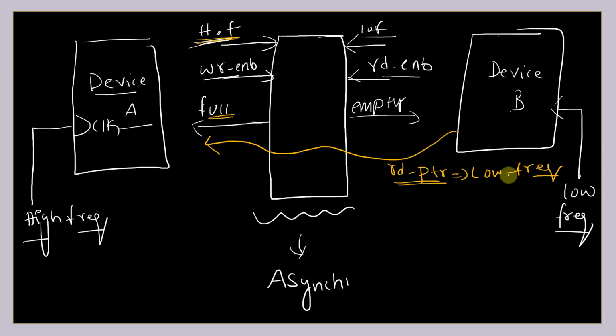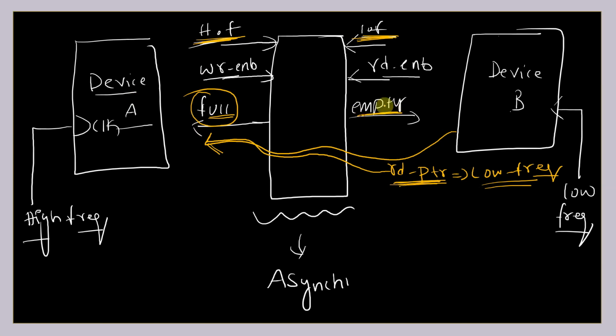The read pointer information which was working with respect to the low frequency clock should be shared from the low frequency clock domain to the high frequency clock domain, so that the write pointer and read pointer can be compared and we can provide the full condition. That is the requirement over here. Let me repeat my requirement again. The read pointer incrementing, which is happening in the low frequency domain, should be shared to the high frequency domain, so that the write pointer and read pointer can be successfully compared and the full condition can be given to device A.